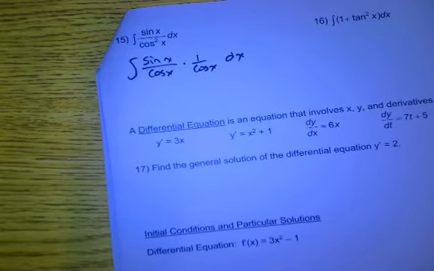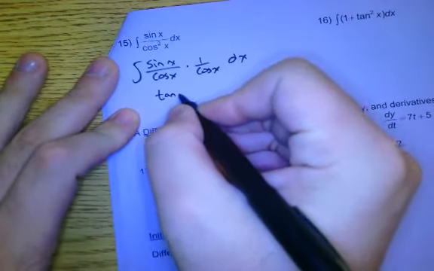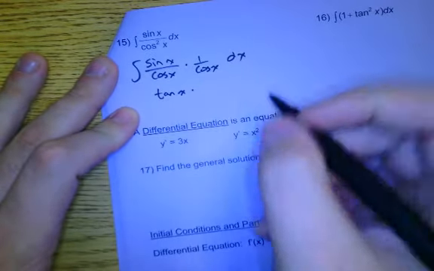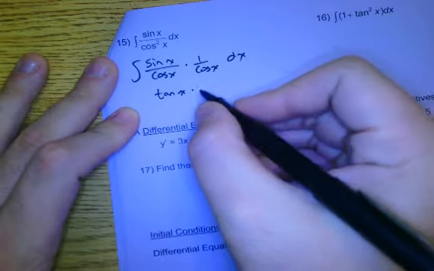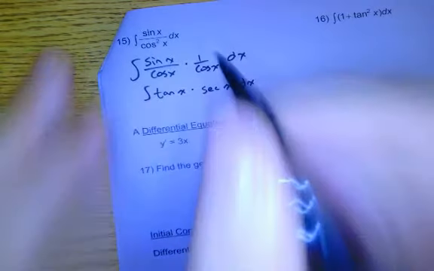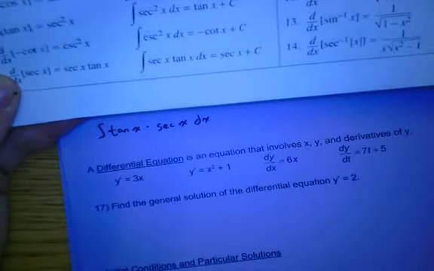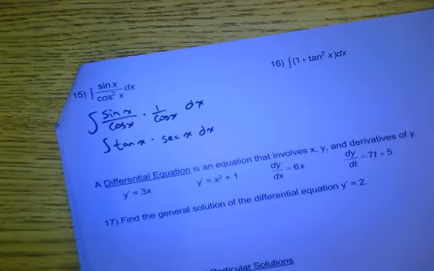Is this a true statement? I would like to think so. Thus far, it's a true statement. Okay? What's sine over cosine? And 1 over cosine becomes? So what's the answer going to be? So it's just going to be secant of x plus c.